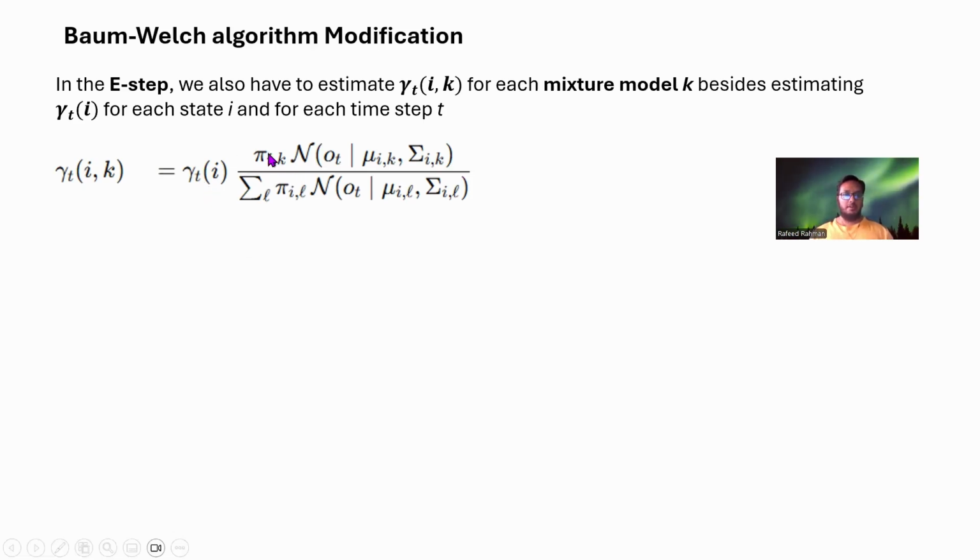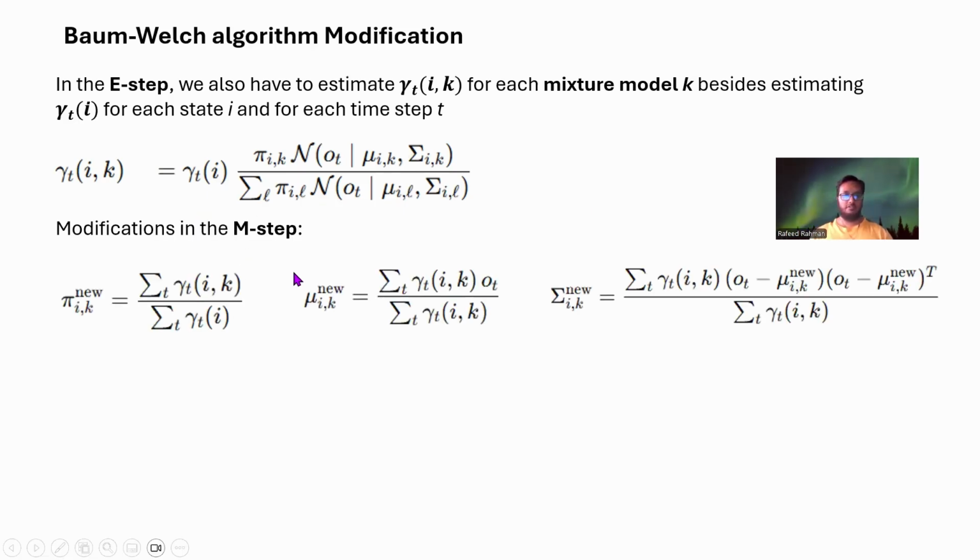Now, you simply multiply it by the mixture component weight and the actual normal distribution probability of observing O t, given that we have this mean from the model k and covariance matrix from the model k. Now, this is the probability, which is why we have to divide it by the sum. The sum is over all the Gaussian mixture models. So if you have 3 mixture models, you are going to sum 3 such things up in the denominator. So in the M step, obviously you now have 3 things here: one is pi i k, one is mu i k, and one is the covariance matrix i k for any state i. So you will have to update all of these 3 things per state.